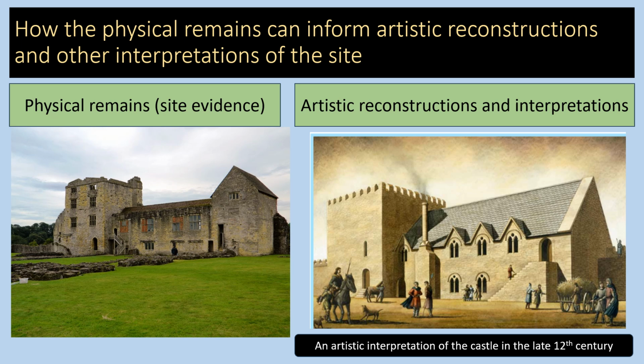So here we've got the physical remains of what is now what we could refer to as the Tudor Mansion and West Tower. And this is an artistic interpretation of the castle in the late 12th century. So this is what we mean in terms of how physical remains can inform artistic reconstructions and interpretations.